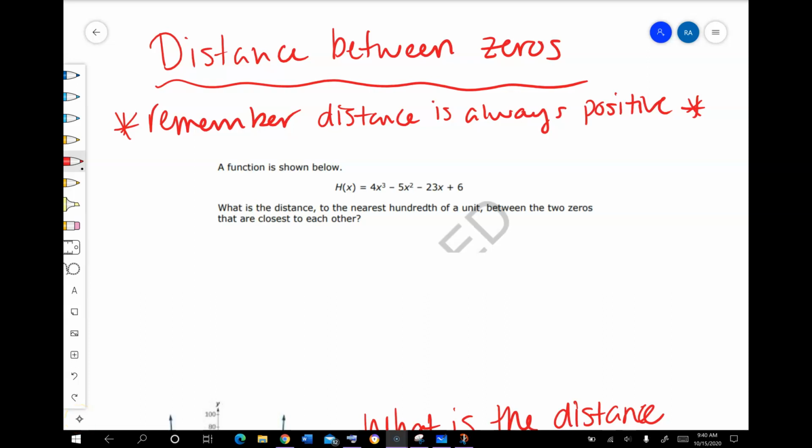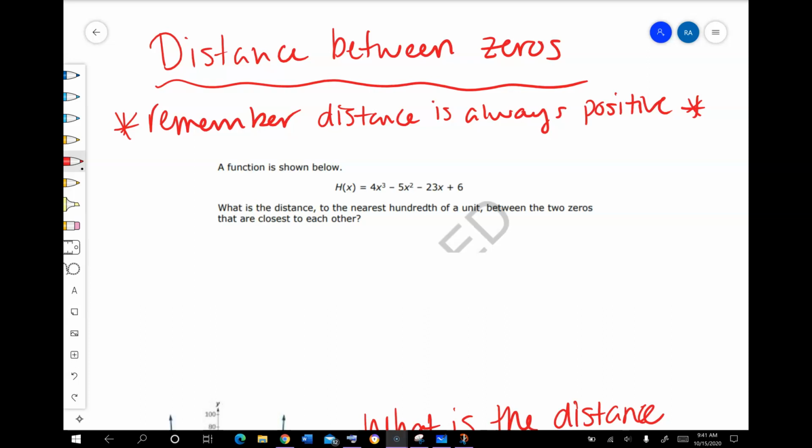All right, the distance between two zeros. So this is a quick lesson, so that's why I'm doing it on review day. Okay, so distance. I need you to remember that distance is always positive, okay? So distance between two zeros, they'll either give you a graph or they'll give you an equation.